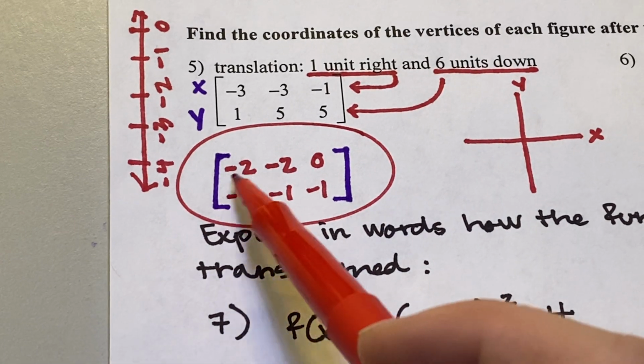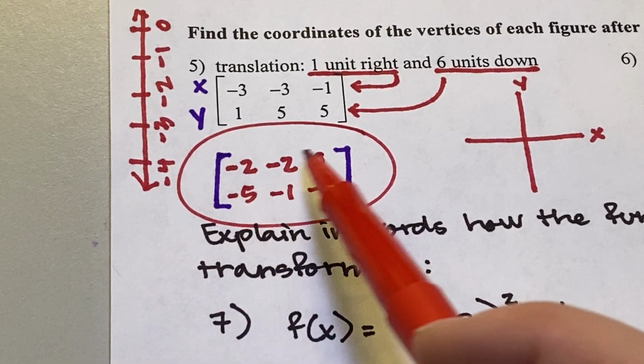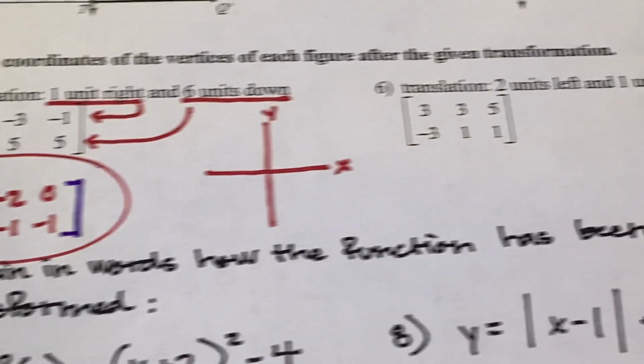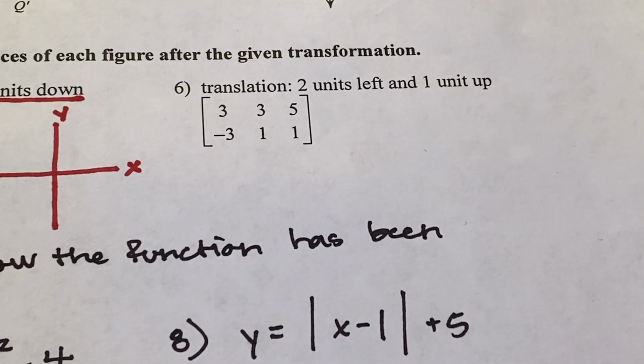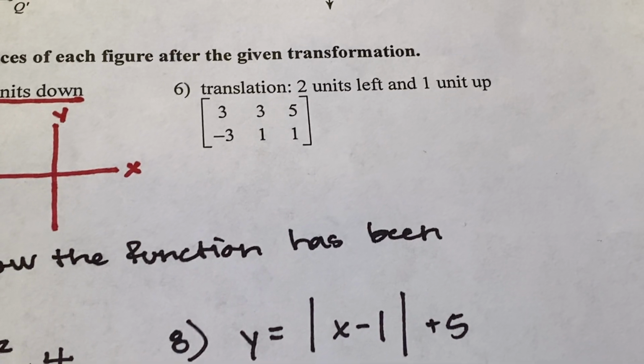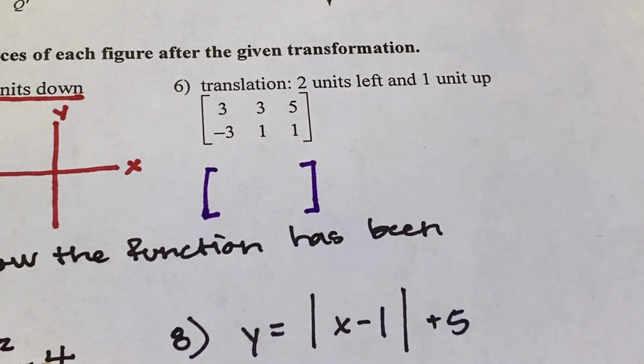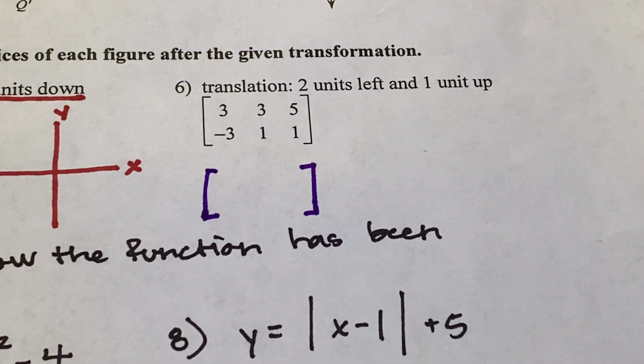Okay, so the top guys were affected by left and right. Bottom guys were affected up and down. Okay, so let's do the same thing for number 6. Okay, so we're going to write a new vertices right here. So you can go ahead and just give yourself your little brackets. We just need to figure out what numbers are going to be inside based on how we're moving them.